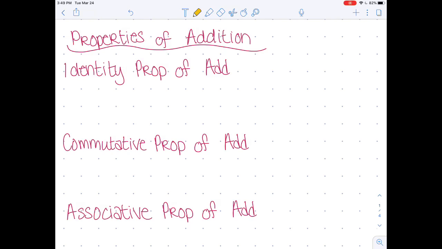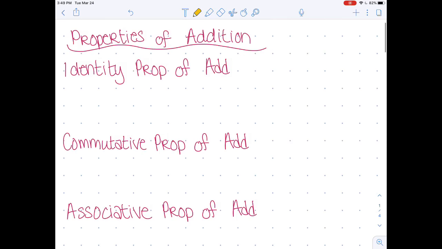Alright, in this video we're going to talk about properties of addition and multiplication. The first one we're going to talk about is the identity property of addition. What this says is if you have any real number a and you add 0, you're always going to get that same number back. For example, if I have 2 and I add 0, I always get 2 back. The number comes back to you. It's the identity. It identifies itself.